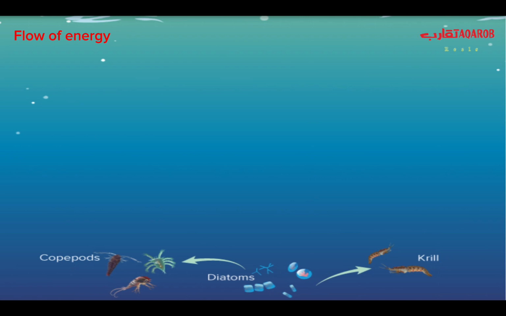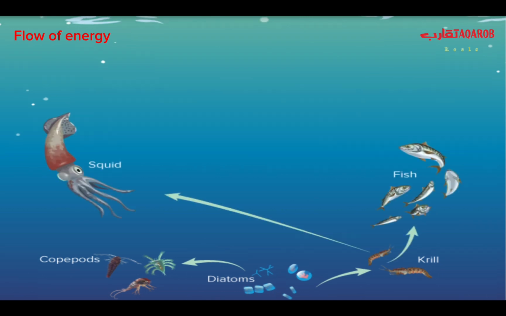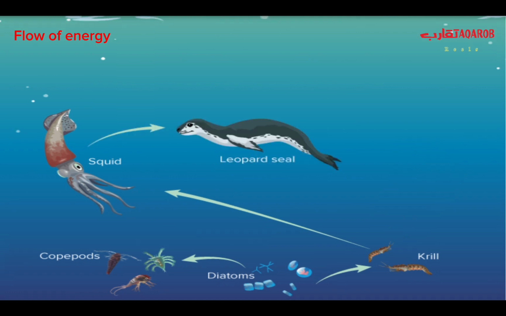So this food chain starts with diatoms, eaten by copepods and krill. So this is a food chain connected with another food chain, like krill eaten by fish and eaten by squid. Squid, for example, is also eaten by seal. So all this we call a food web.